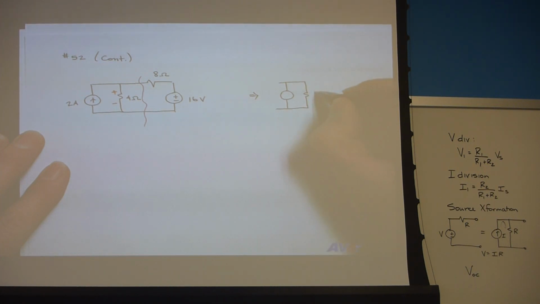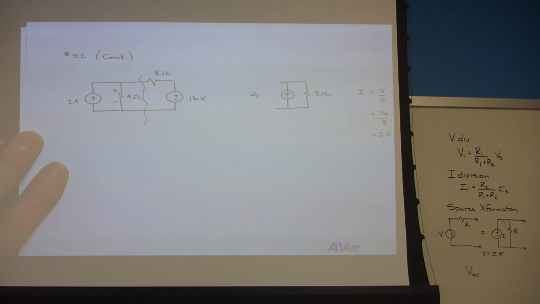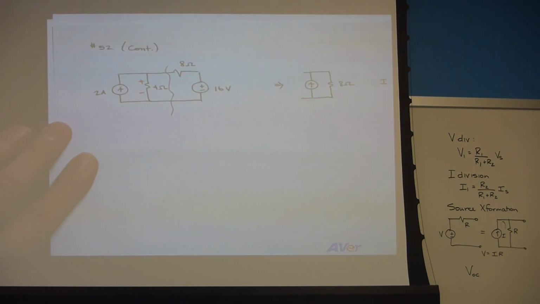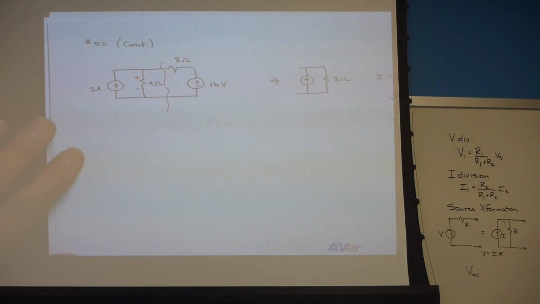and a resistor. The resistor stays the same. The current goes in the direction of the voltage. The current is equal to V over R, 16 over 8, 2 amps. Oh, maybe you can't see what I just wrote. That's what I just wrote. Okay. So let's go ahead and finish connecting it. So now I'm going to reconnect that.